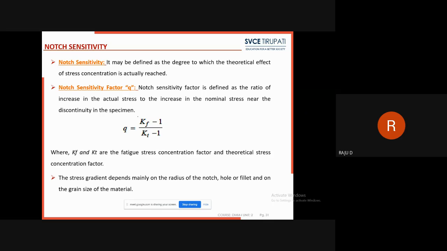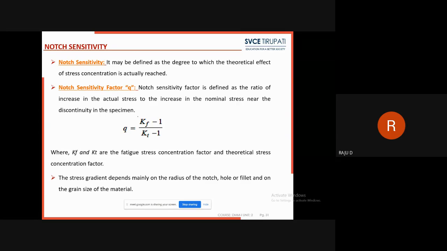It is defined as the degree to which the effect of stress concentration actually reaches, whether it is a low stress concentration value or a high stress concentration value. We just have to find out whether it is low, which means our specimen is in the safe zone.